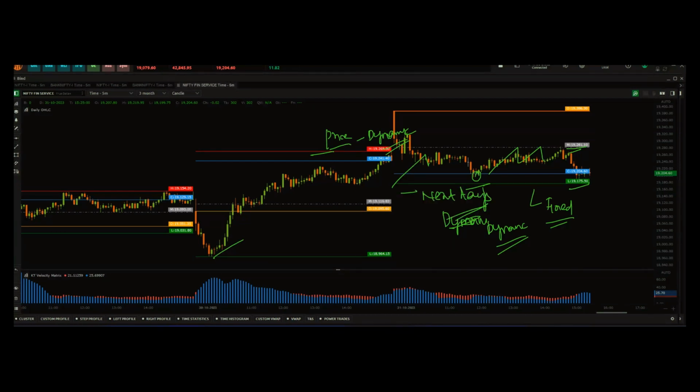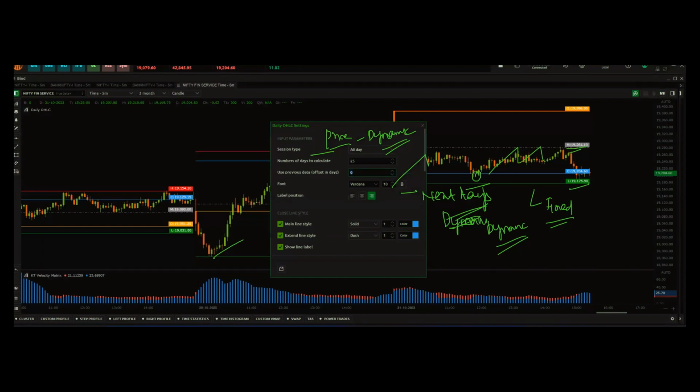VWAP is a totally different story. So you go to daily OHLC, and under use previous data offset, you mark one. Now the median values have changed. All the values have changed for you. Why? Because right now on 31st, the values that I am seeing are not the open, low, median, close values for 31st, but they are my values for 30th.